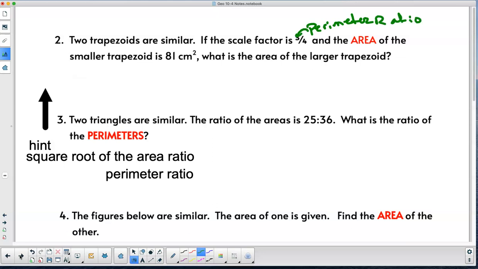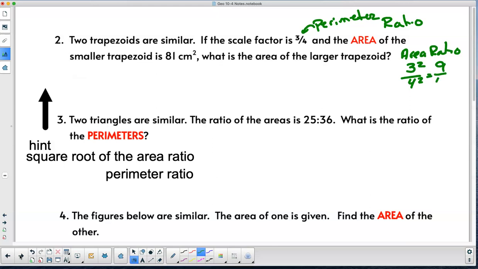So, the reason why we got to find the area ratio is we are looking for an area. If I was looking for a length or a side measure, I'd totally use the perimeter ratio. But to get the area ratio, it is 3 squared to 4 squared, which is 9 to 16. Now I have that: 3 squared to 4 squared, which is 9 to 16.